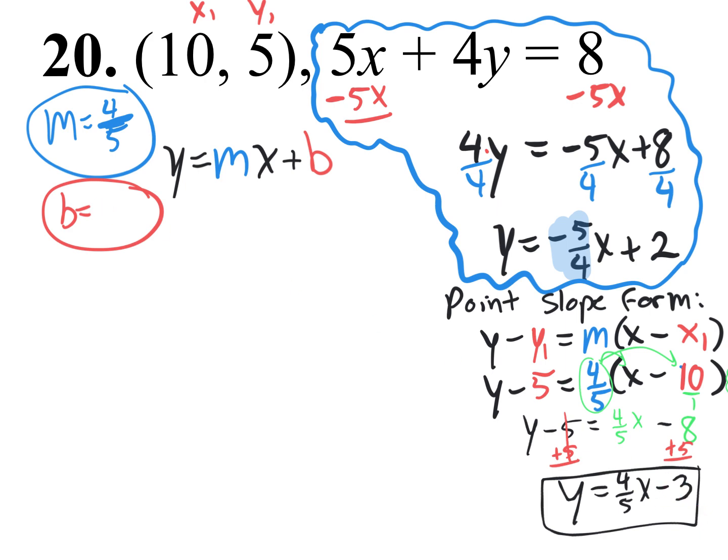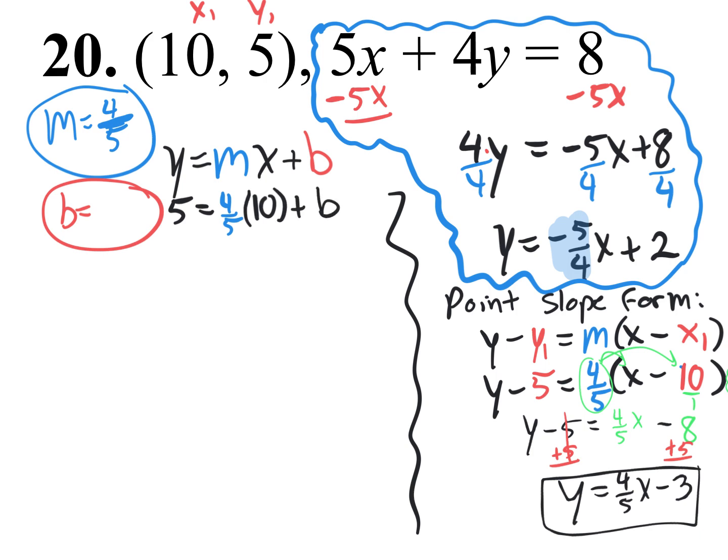But let's pretend that you don't see anything on the right side of that squiggly line, right? So you're going to plug in the y right there. That's a 5. The equal sign. You're going to plug in the m of 4/5 right there. 4/5. You're going to plug in the x value of 10 right there. And you should put it in parentheses to remind you that you're multiplying. And then you have a plus b at the very end.